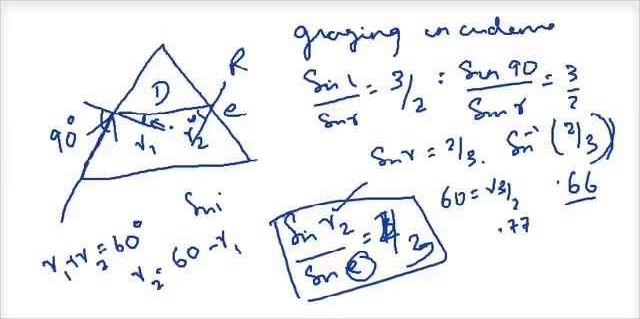Once I know E, I can find out what will be the deviation. The ray was going this way, and then it ultimately deviated by this angle. So from here I can understand what is the angle of deviation.